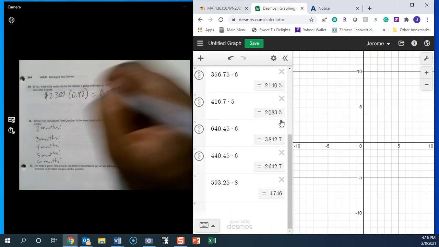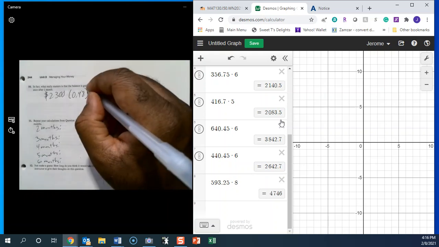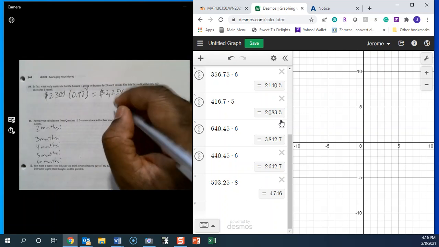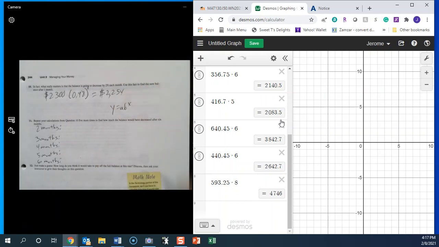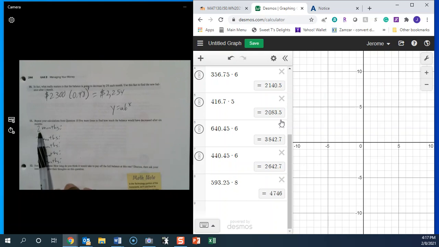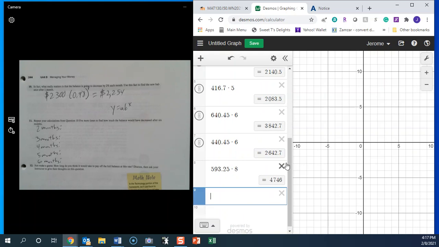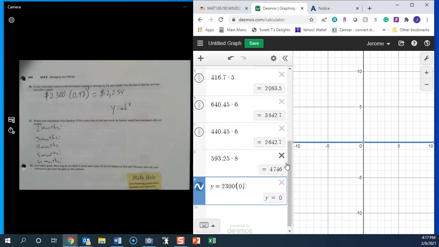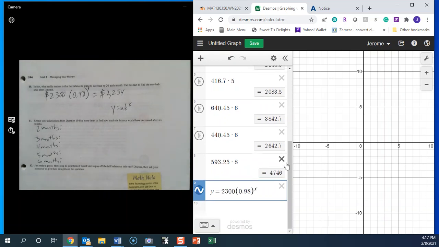Okay, on your paper, we know this would be to the first power because it'll be to the first month. But the actual equation we know is y equals ab to the x, and it just so happened that it'd be to the first power because it's the first month. But since it's the second month, this x would be a 2 and so on. So the formula we would type in is y equals 2,300 times the parentheses 0.98, and then we would take that to the x power.